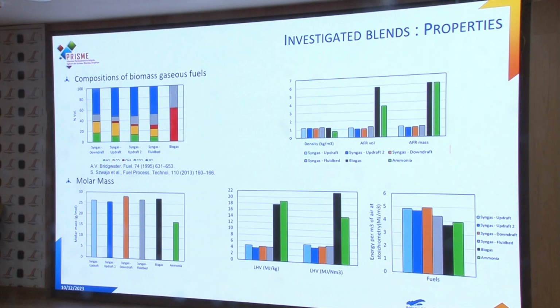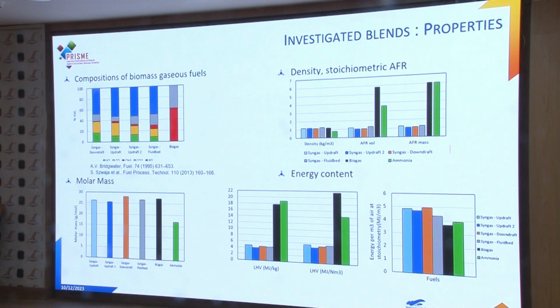Also, molar mass is almost the same. In terms of energy, biogas and ammonia contain more energy in terms of lower heating value. The syngas are very low, but if we put that into energy per meter cube of air introduced in the engine, so combining the energy and the air-fuel ratio, we get almost the same, around 4 megajoule per meter cube.